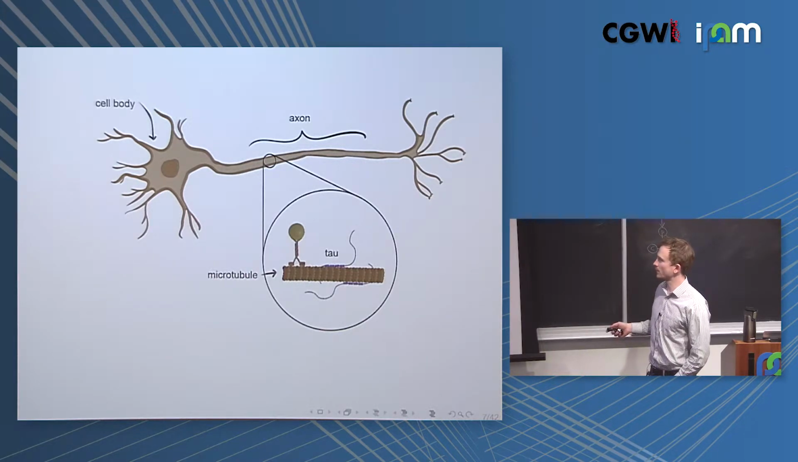Since axons are so long, it's challenging for cells to move nutrients and proteins up and down that long distance. The solution to this is these microtubules, which you can think of as the railway network of the axons. And then these proteins called kinesins can carry vesicles holding the nutrients that are needed up and down the axon.